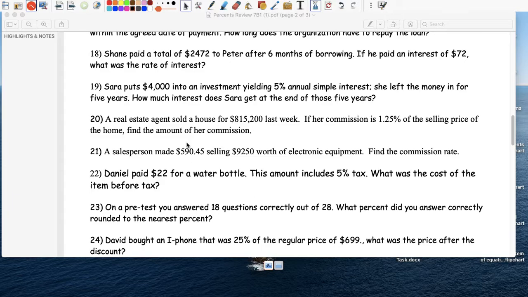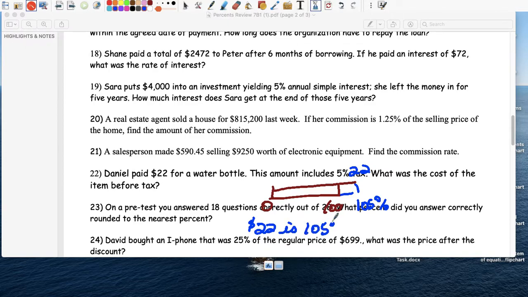So this one, Daniel paid $22 for a bottle of water. That includes 5% tax. So I'm going to use a bar model. Here is 0. Here is 100% of the item. With 5% tax, that means 105%. So $22 is 105%. Remember, the rephrasing really helps. So the $22 that he paid is 105% of what number?